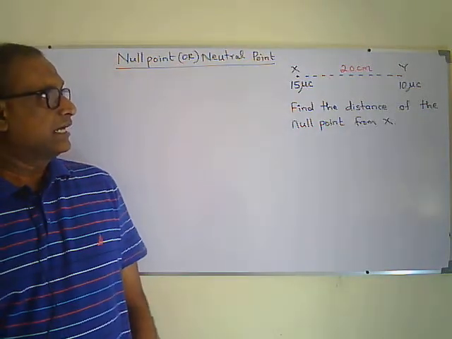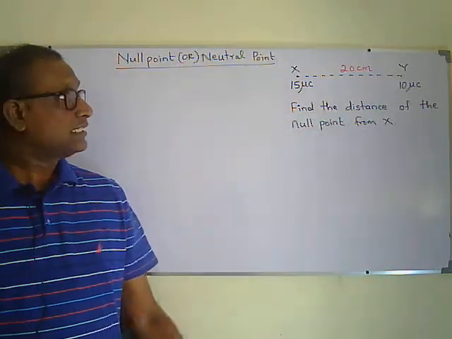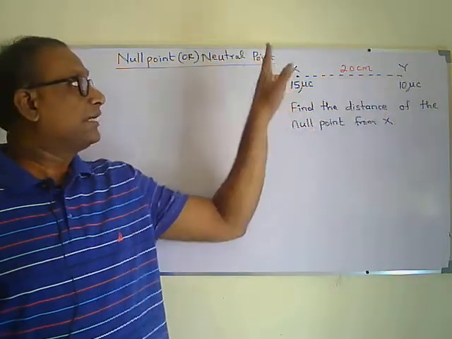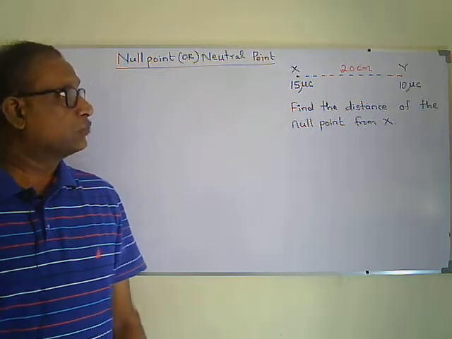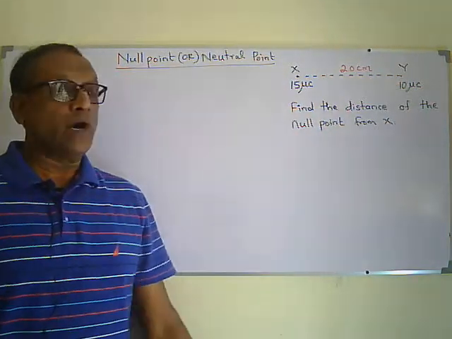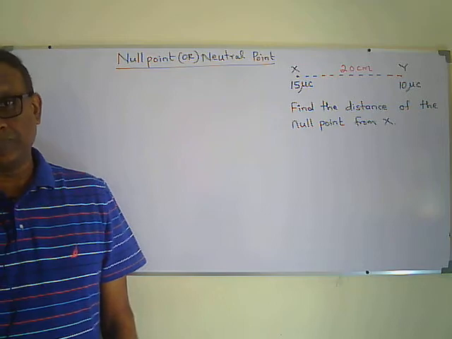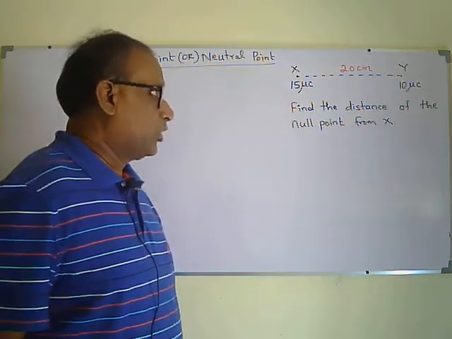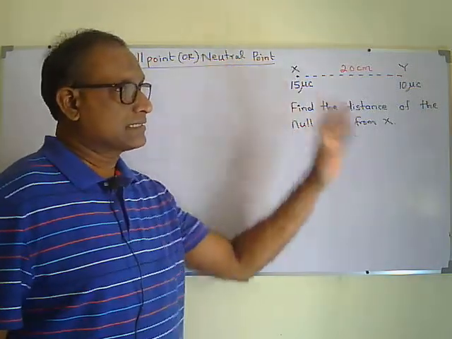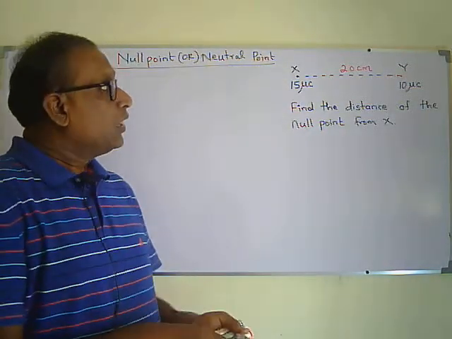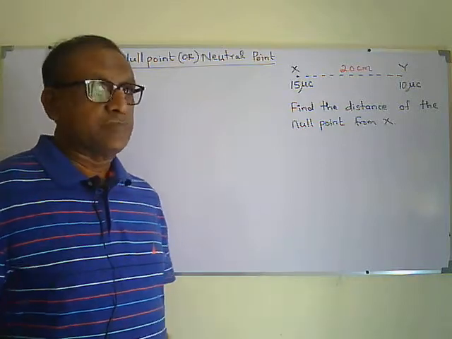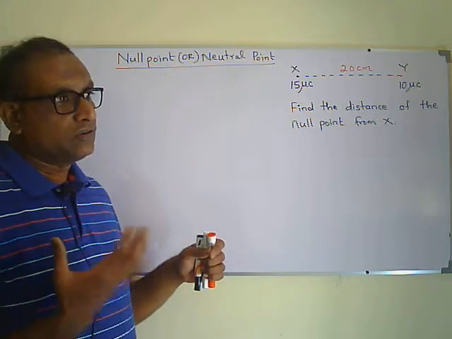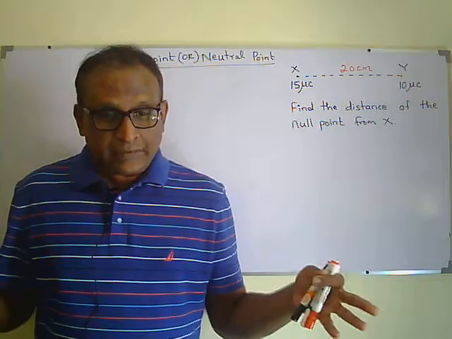Now this is the question. There are two positive point charges, 15 microcoulomb and 10 microcoulomb, kept at two different points, x and y. The distance between x and y is 20 centimeter. The question is, find the distance of the null point or neutral point from x. There are many different possibilities. You don't know where to find it. So we'll try some points and decide whether those points can be a null point.